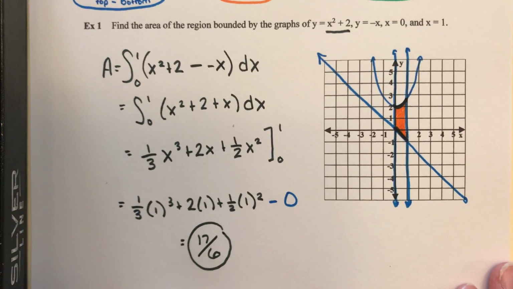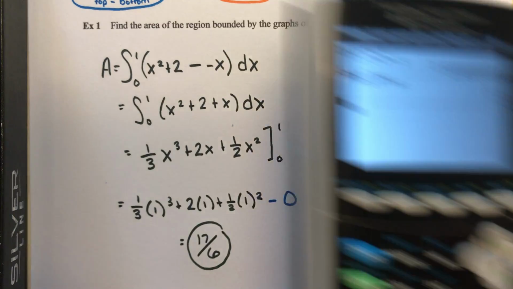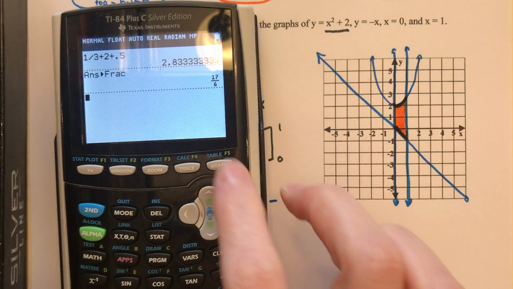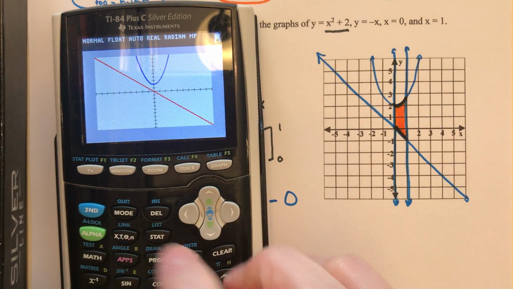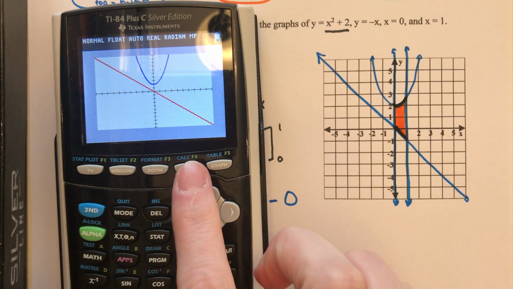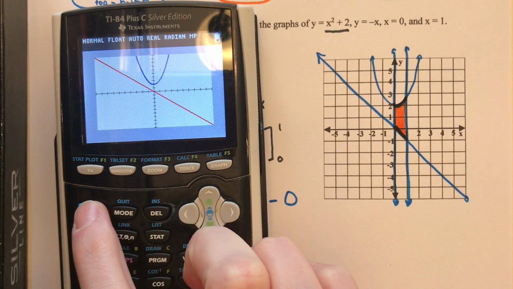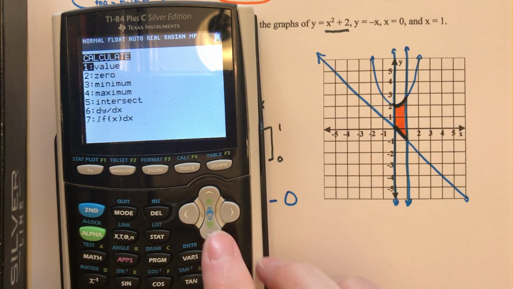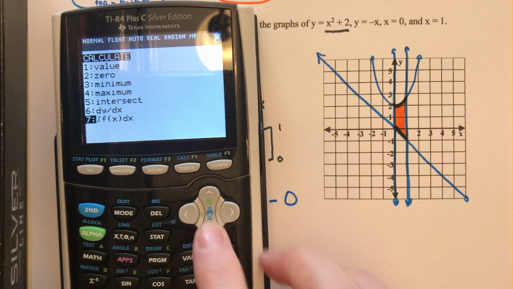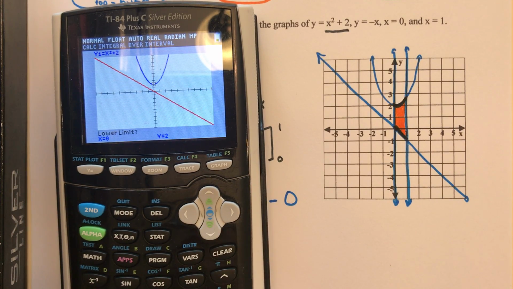Okay, so let's check this on our calculator. So we actually already have the graph drawn. So I'm going to go to my graph and I'm going to calculate. So anytime I want to calculate something on a graph, I'm going to go to second trace. We're going to go down to the integral, number 7, and I'm just going to tell the boundaries. So I'm going from 0 to 1.